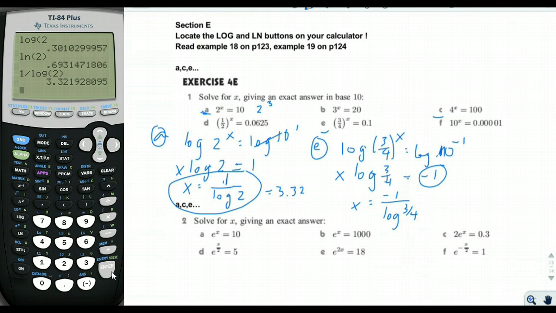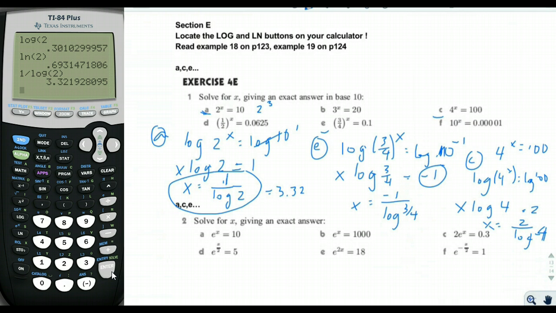Okay. And then we do C. 4 to the x is equal to 100. When in doubt, take the log of both sides. So now we have log of 100. Log of 100 is 2, if you remember, because the log of 100 is saying how many zeros are there in 100. There's 2. Log of 4 to the x is the same thing as x log 4. So x is equal to 2 divided by log 4.